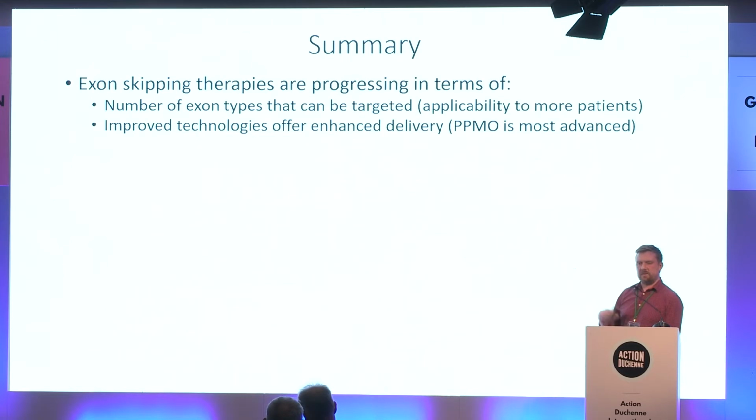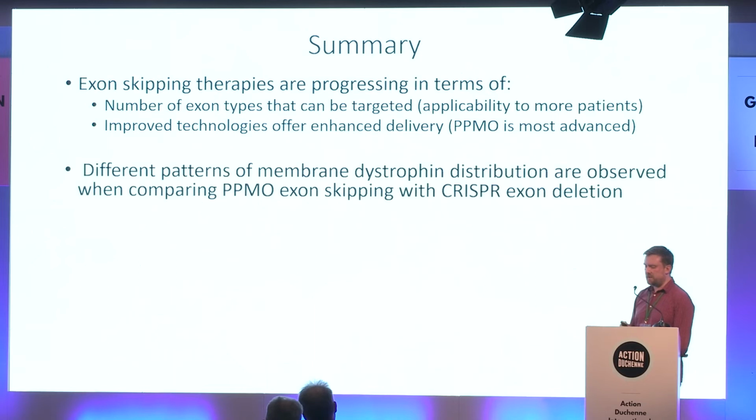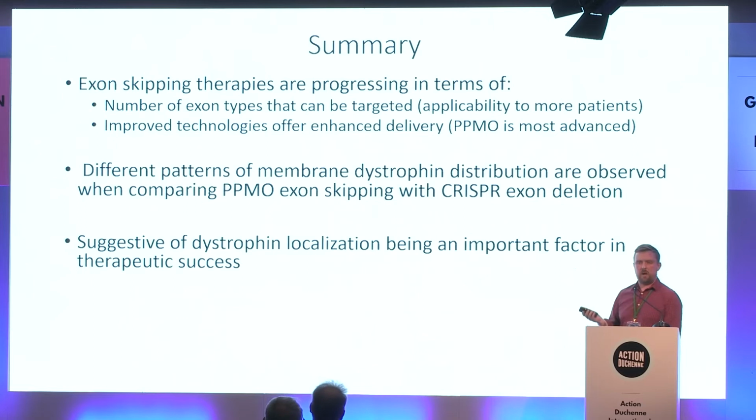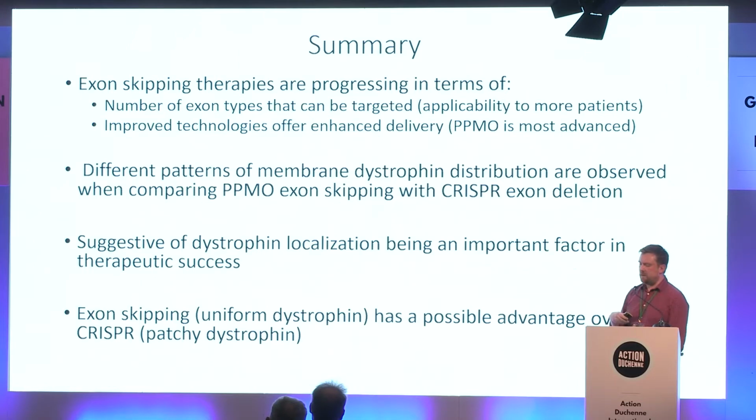we can target and the delivery technologies that we're using, with PPMO being perhaps the most advanced. Different patterns of membrane dystrophin localization are observed when comparing different kinds of dystrophin restoration therapies. And I think this is suggestive of an important, and potentially overlooked, factor in the therapeutic success of dystrophin restoration therapies. And I think that these data strongly suggest that there's a major advantage of exon skipping over CRISPR-Cas9 therapies, at least the double cut strategy, which I've outlined here.